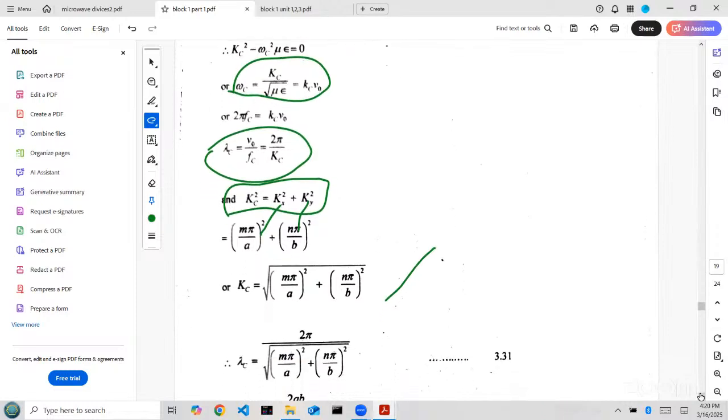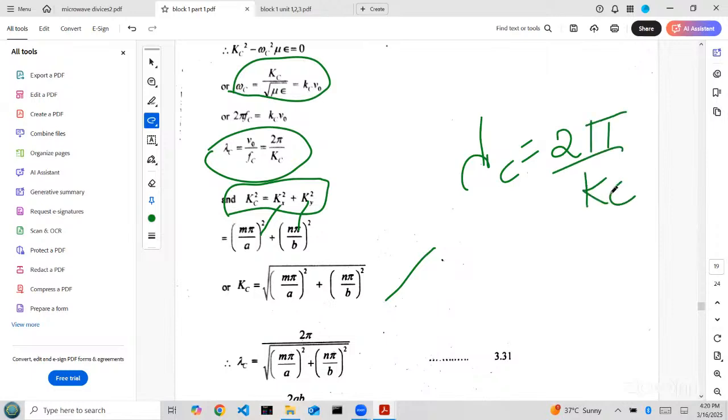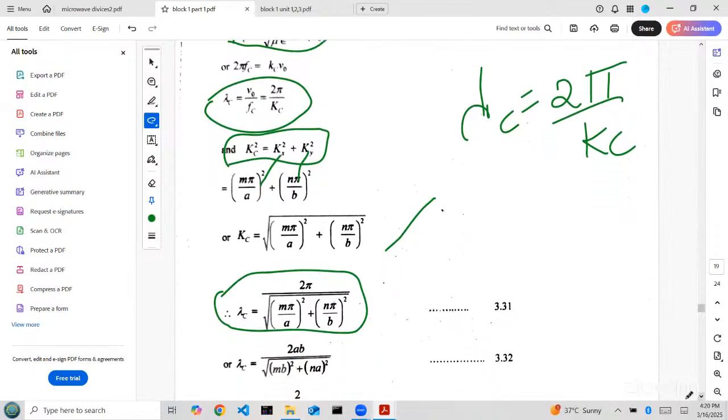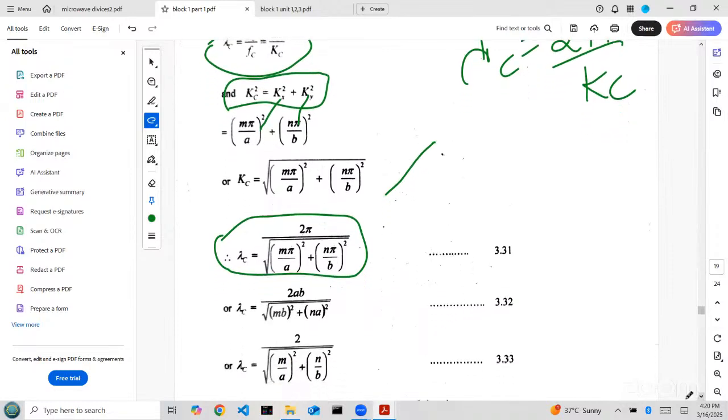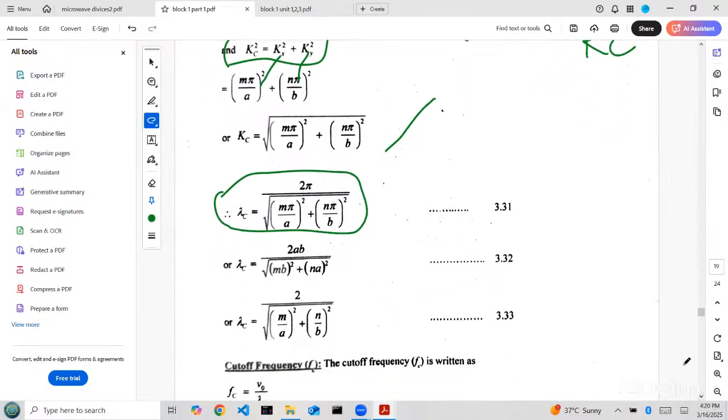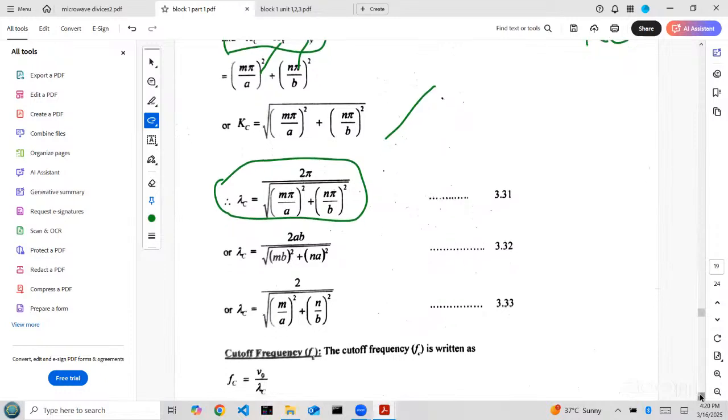Substitute Kc in lambda. What is the lambda formula? Lambda is equal to 2 pi by Kc, so it becomes the reciprocal. So which formula do we get finally? We got the formula of lambda c. After substitution, we got the cutoff wavelength formula. Cutoff wavelength is calculated. This is the final formula. Similarly, cutoff frequency is also calculated.